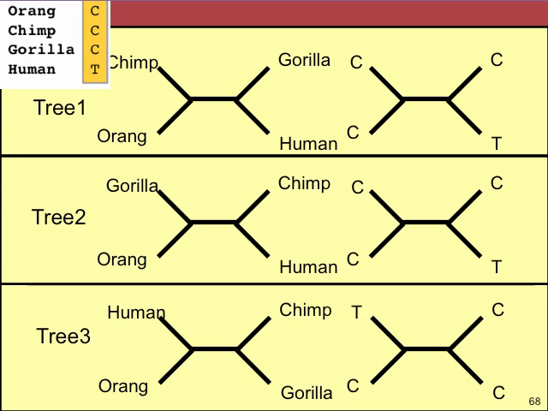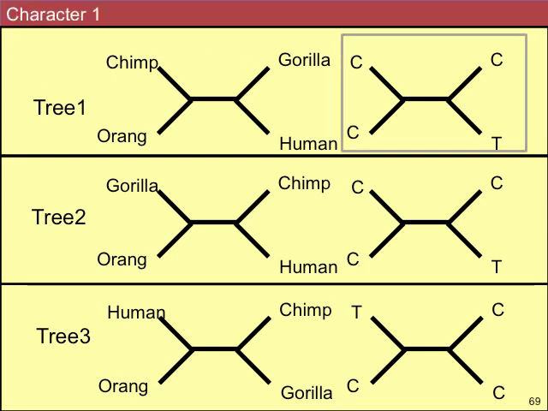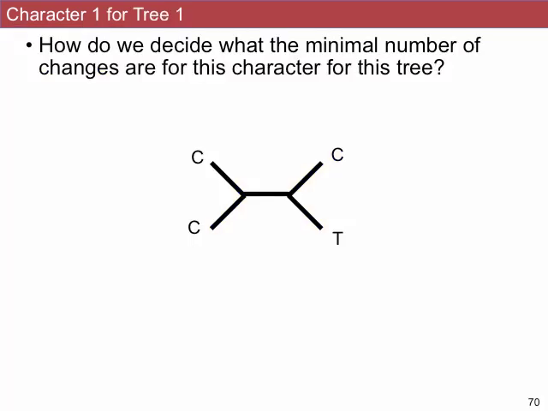So here's character 1. Orangutan C, chimp C, gorilla C, humans T. I've mapped it onto the trees here. Here are the 3 trees. I've thrown away the taxon name because it's not relevant to our figuring out what the ancestral character state pattern was for each of these trees. But if you want to see how I did that, I'll just show you in a little more detail.